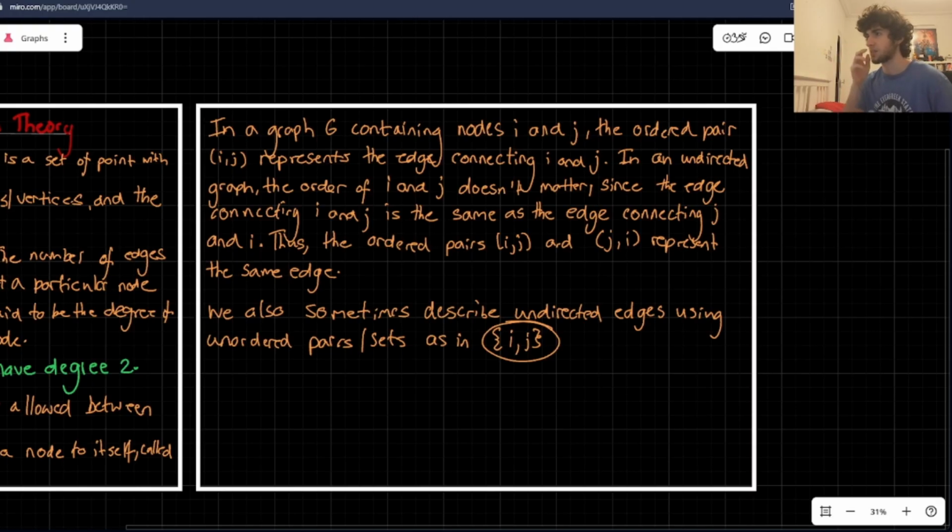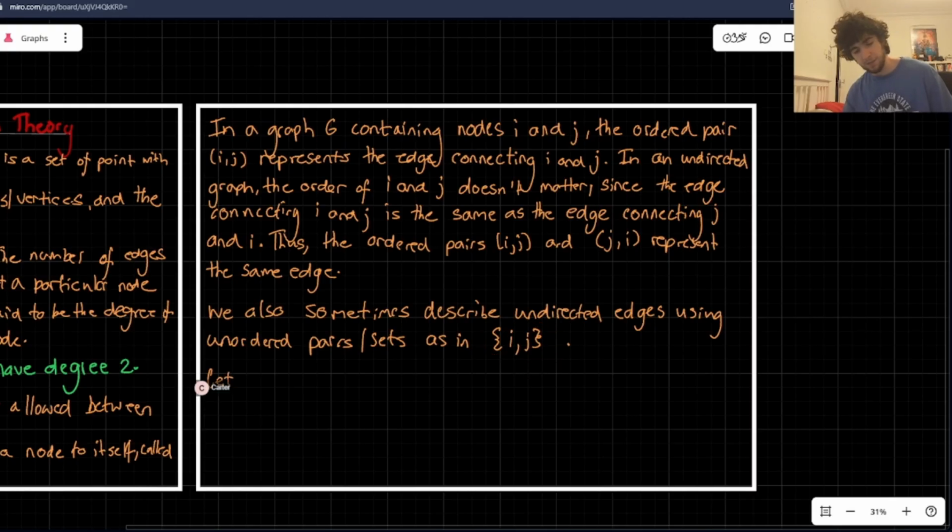And in a set, the order doesn't matter, so swapping those elements around doesn't change anything, which is exactly what we want. So in a sense, for me anyway, it makes more sense to use sets for undirected edges. Okay. Right. So now that we have that down, we can move on.